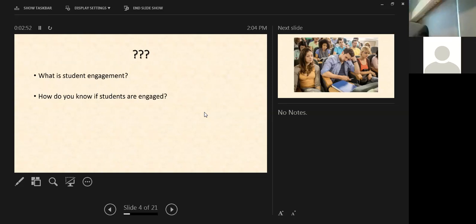They should be actively participating. Okay. Anything else? Active participation in the learning process. Yes, active participation in the learning process. Engaging their interest throughout the session. Okay. So how do you know if they're engaged?